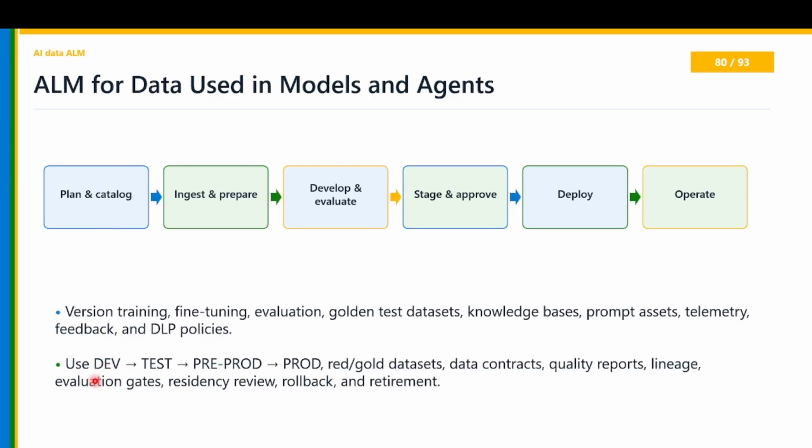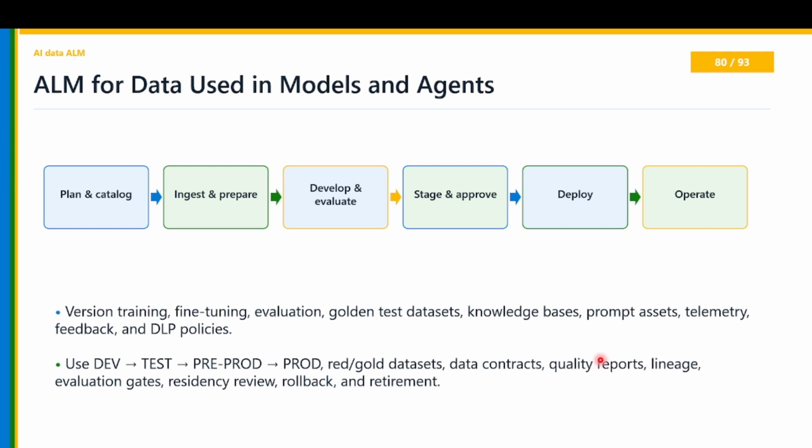So you can use the DevOps process to also manage the AI data. So use dev, test, pre-prod, and prod. So dev, test, pre-prod, that's staging, and prod. Okay, red gold data set. You have the red gold data set. You have data contract, which is data products, data that has already been fashioned for analysis, designed as a product. Then you have quality reports.